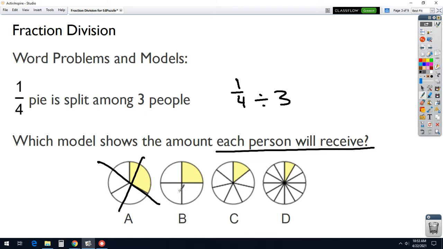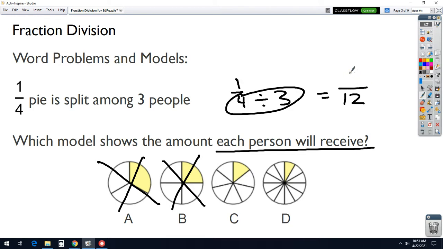Can B stay an answer? No, that's what we started with. We want to take that fourth and break it into 3 smaller pieces. So let's see, is it going to be C or D? Well, using our algorithm, I know 4 times 3 is what? It's 12, and we started with a fraction, so we're going to end with a fraction, 1/12. Which picture, C or D, shows 1/12?